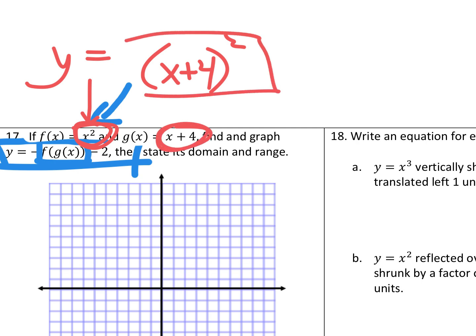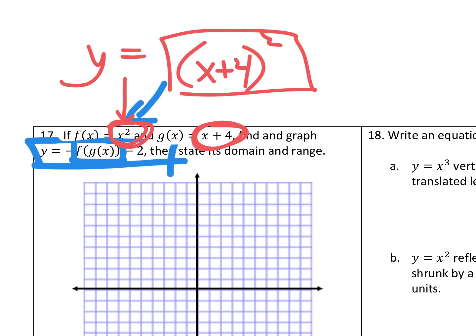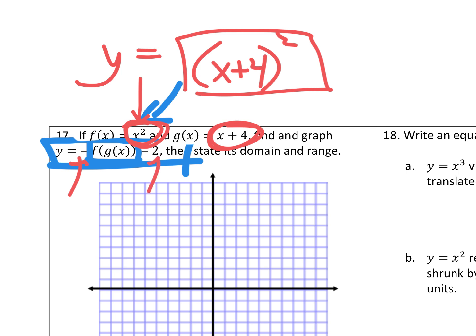Then they tell you to do some more stuff to it. Like there's a negative in the front and then a -2 at the end. Once you finally have your equation, you just have to graph it, which is an XY chart again. See how, if you don't get the XY charts, you're going to die in this section.